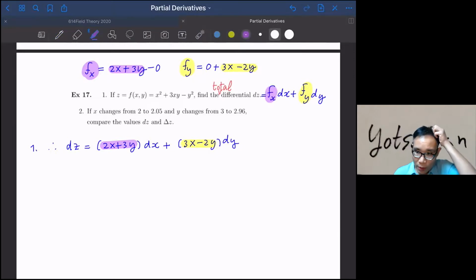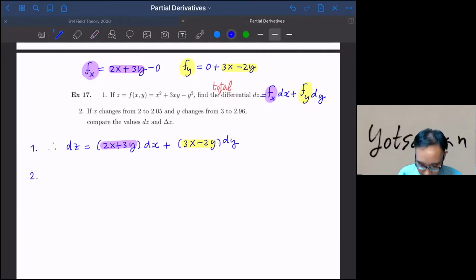The second one will be when x changes from 2 to 2.05, y changes from 3 to 2.96. We would like to compare the value dz and delta z. So what does it mean?